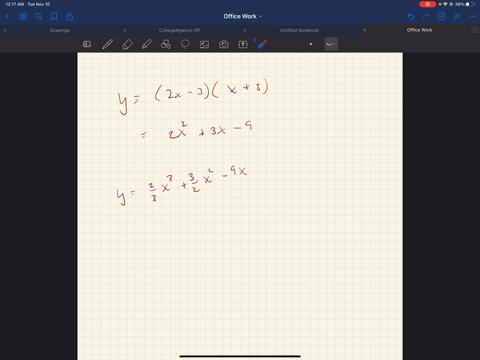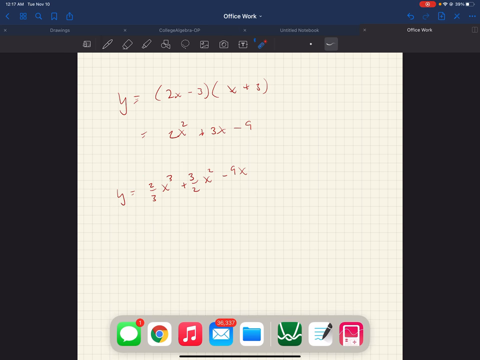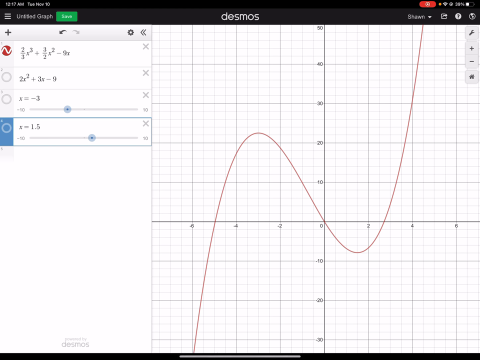And this would come from just a 9x, because the derivative of a minus 9x is negative 9. So this function has this as its derivative. And here's what I wanted to show you now with that. So there I have the function graphed in red. You can see it is a cubic function.